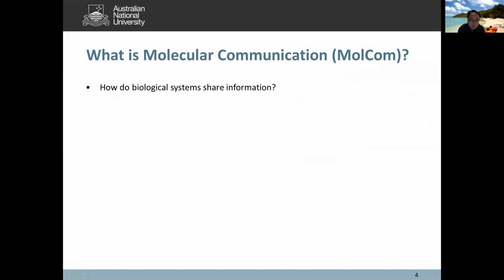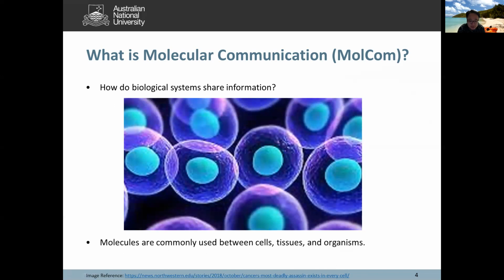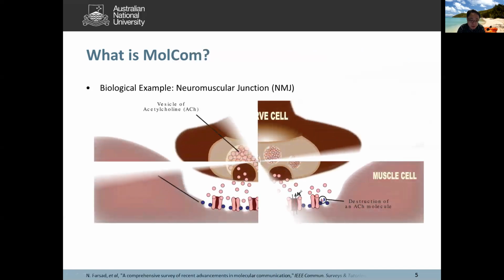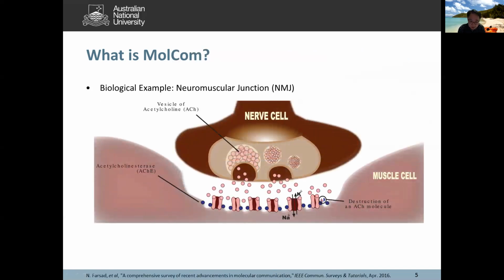Typically, let's think about how biological systems share information. Here I give a picture, and we know that in a biological system, for example inside the human body, we always have molecules, and molecules are commonly used between different cells, between different tissues, and between different organisms. So in this case, what is molecular communication? I would like to bring a biological example to show that. The example that I'm going to use here is borrowed from Nariman's survey paper published in 2016. And to be honest, I'm not sure if someone else will use the same example.